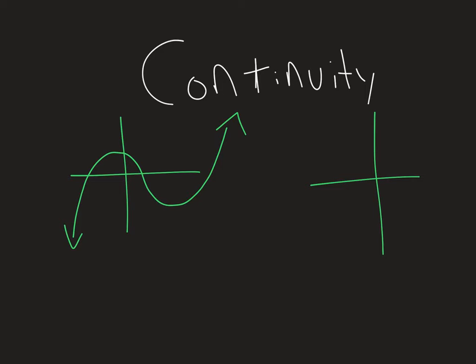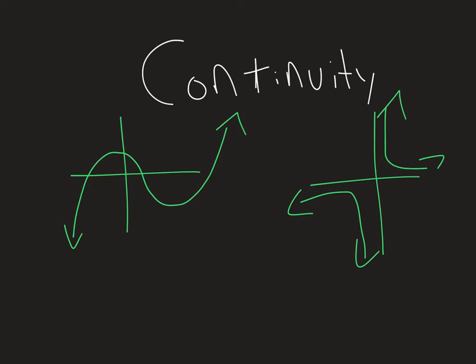A classic example is 1 over x. Notice I have to draw it in two pieces, and those two pieces are continuous. However, for the entire function, there's one break. Now this is where you get into the nitty-gritty bit of it, is that, yeah, it's continuous for all values except 0.